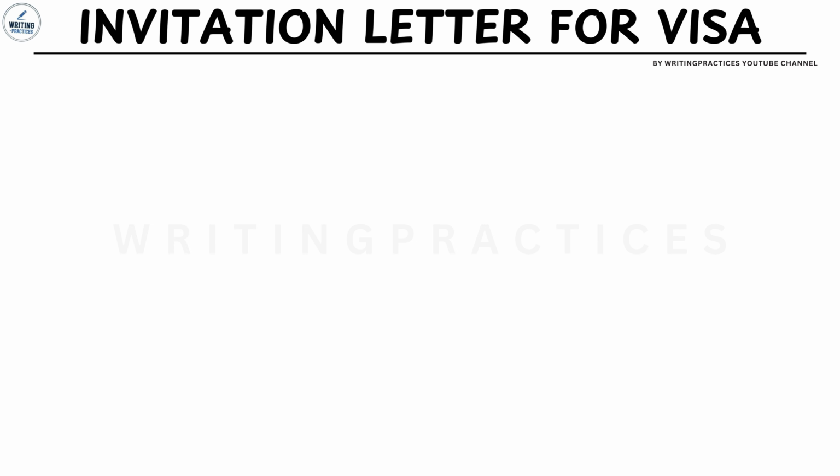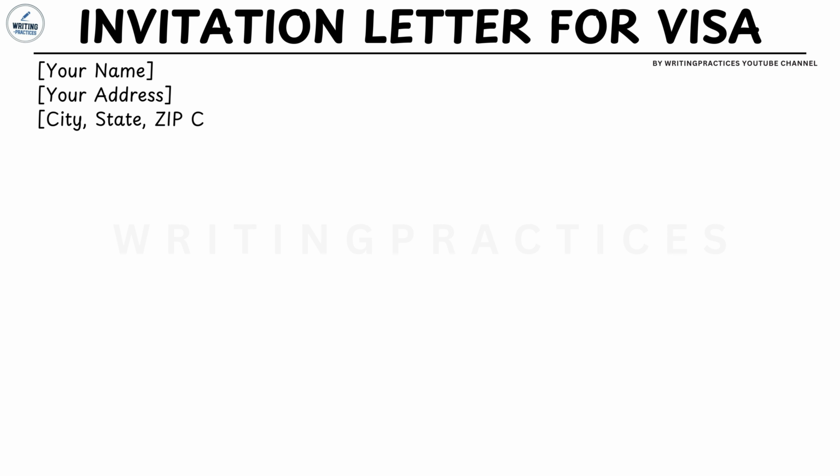Let's dive right in. Sender's information. We begin the letter with your personal details at the top. This includes your full name, address, email address, and phone number. For example, your name, your address, city, state, zip code, email address, phone number. This section is essential because it immediately identifies you as the sender and establishes your credibility. Including your contact information ensures the recipient and any visa officials can easily reach you if further clarification is needed.